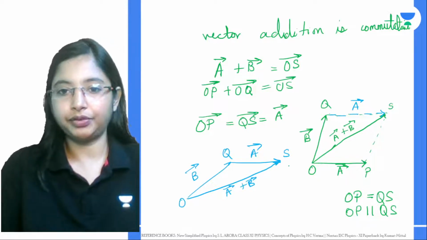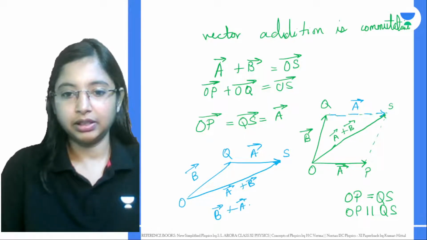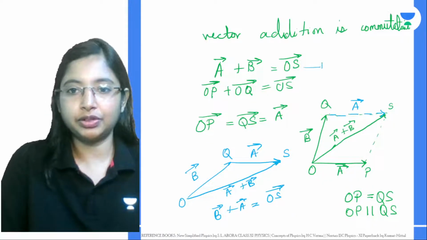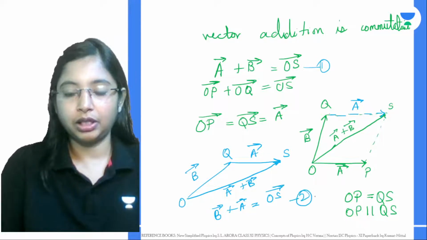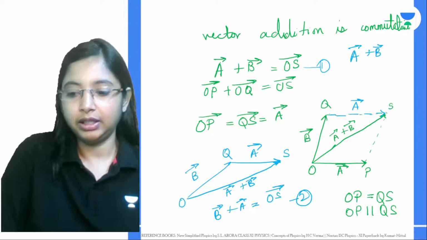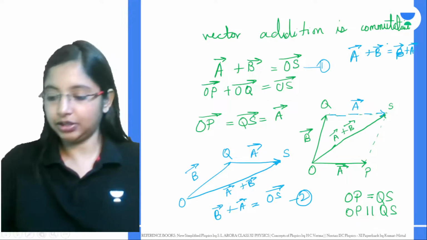So from here we can see B vector plus A vector is equal to the side OS vector again. So over here you have two equations, this is 1 and 2. If you equate these two, what do you see? A vector plus B vector is equal to B vector plus A vector. So vector addition is commutative.